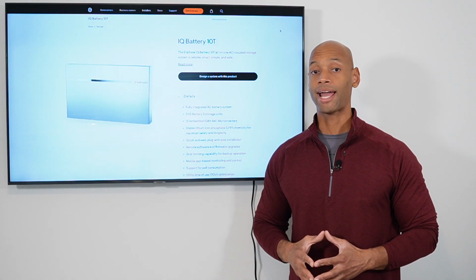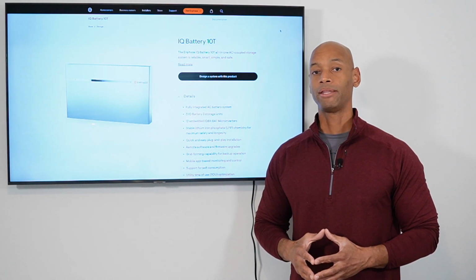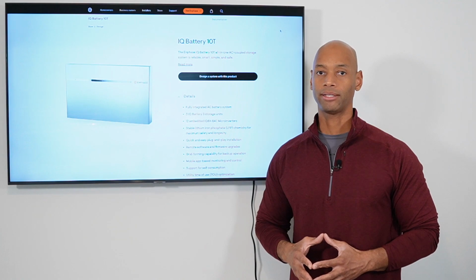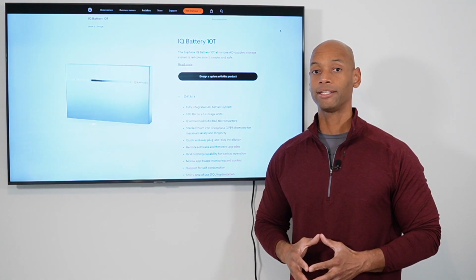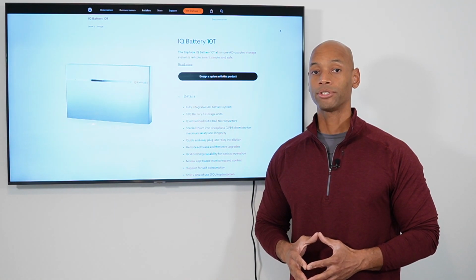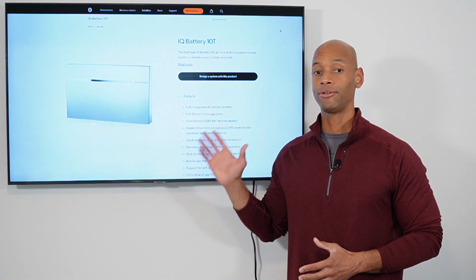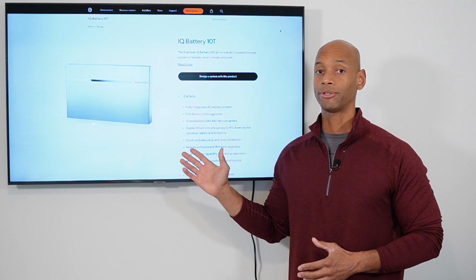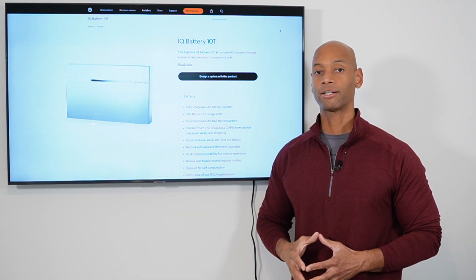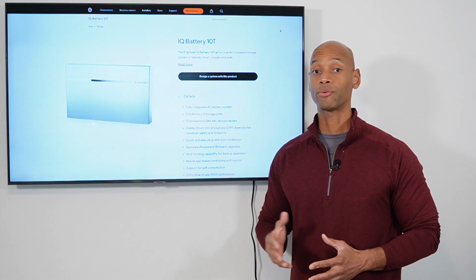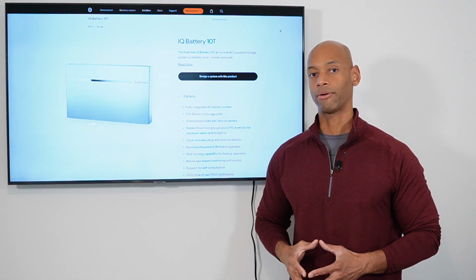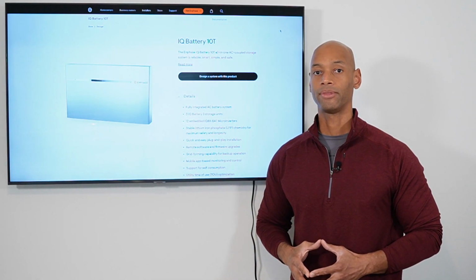Now, one of the big questions that I've been getting, and that has come up during actual installations, has been the question of backwards compatibility. As of this recording, if you go onto Enphase's website today, they will still show that the IQ series battery is backwards compatible with the previous generation IQ6 and IQ7 microinverters, as well as with the M series microinverters, which came before them.